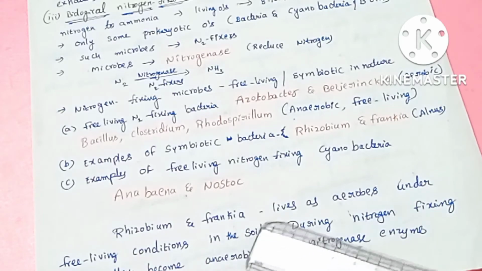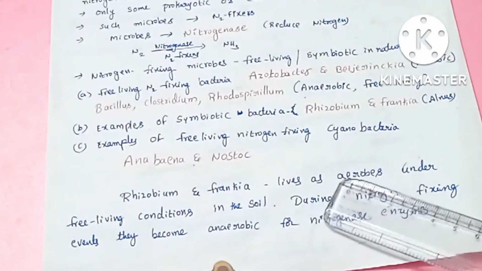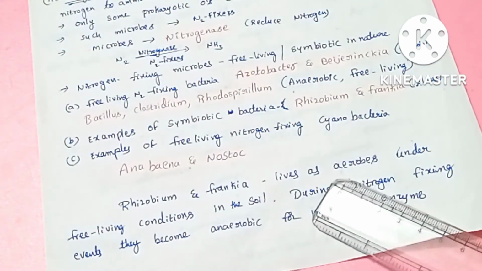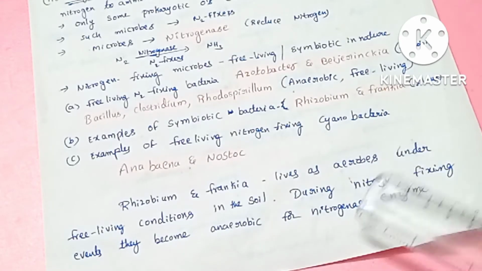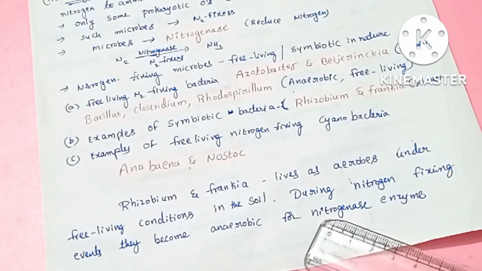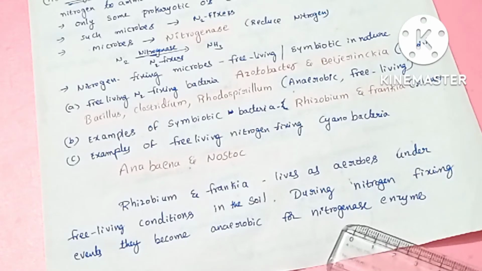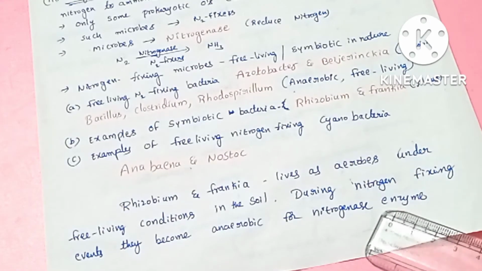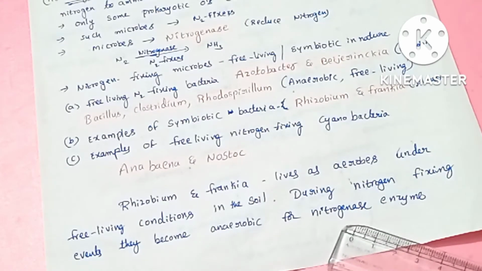Here Rhizobium and Frankia live as aerobes when they are present in the soil in the free living condition. But when they enter into the roots of the plants, they convert to the anaerobic condition because they contain the enzyme nitrogenase, right? This nitrogenase enzyme is sensitive to oxygen. Hence, they have to maintain the anaerobic condition.